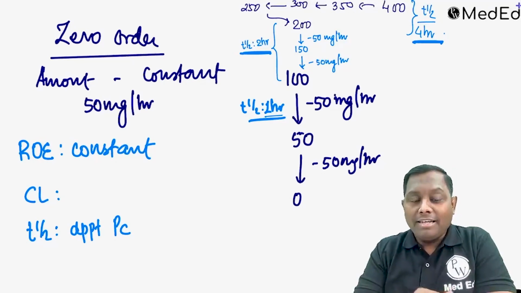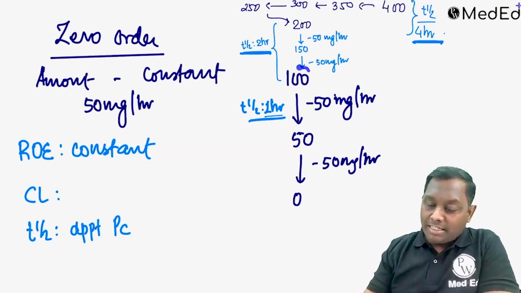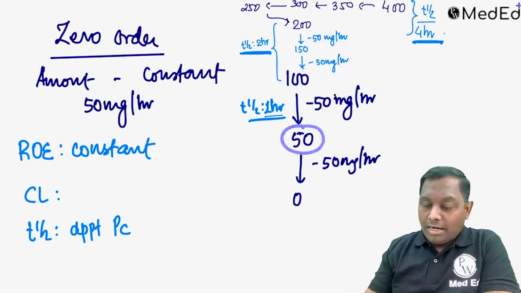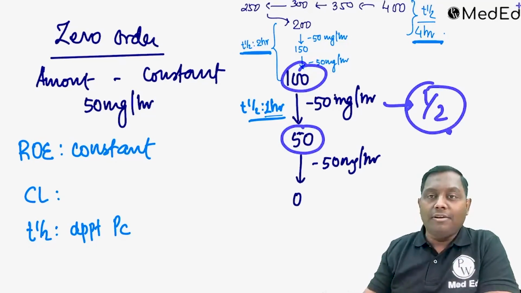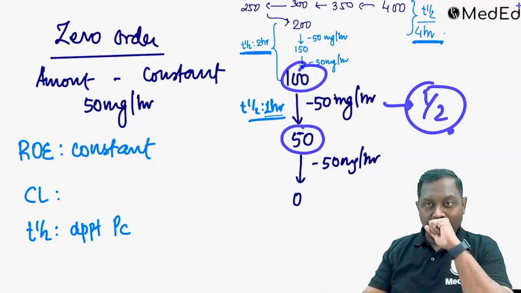You see, clearance every time is changing. If the plasma concentration is 100, the amount of drug that is eliminated is 50 milligram. So 50 out of 100 is gone, that means it is going to be 1/2 clearance, half clearance, 50%, 1/2.